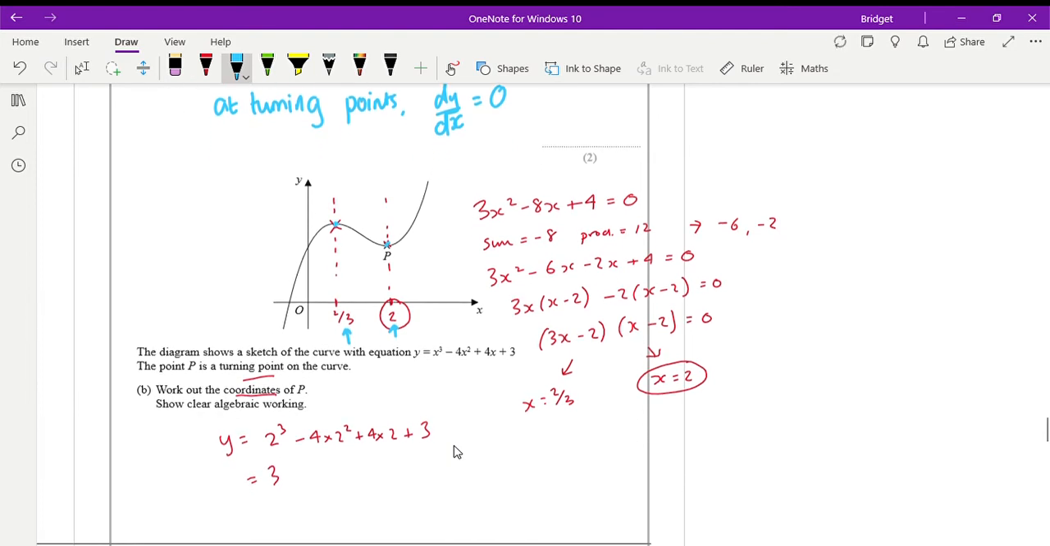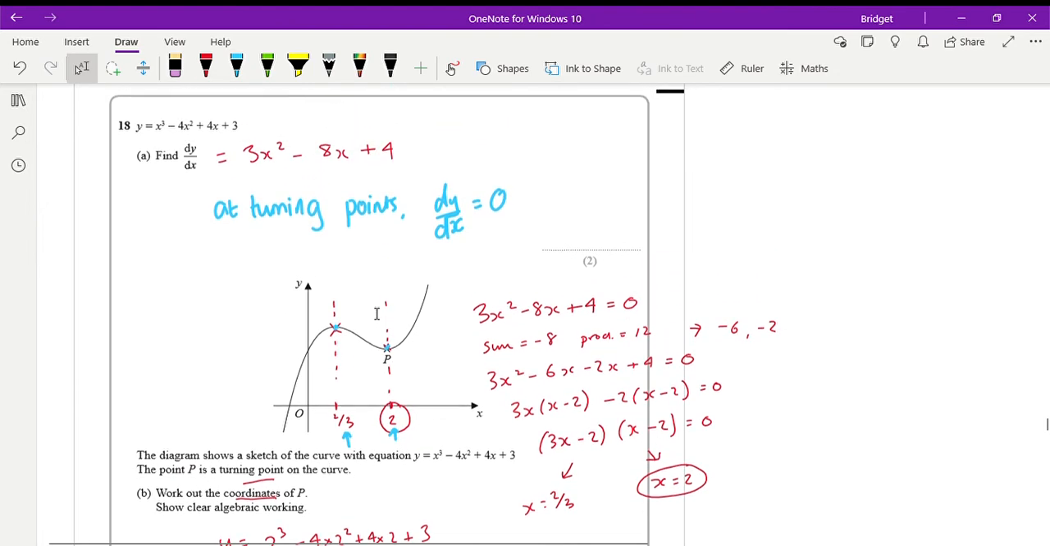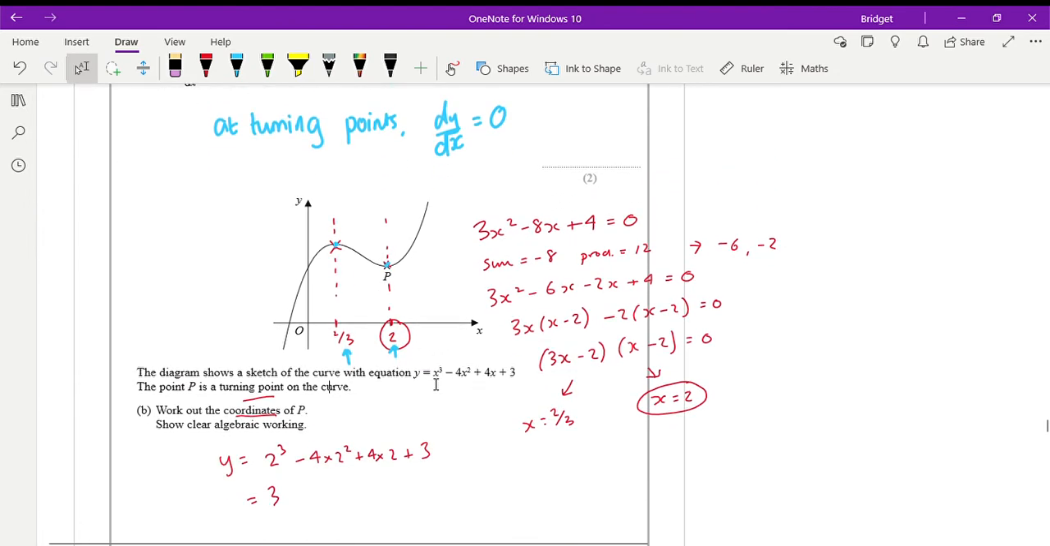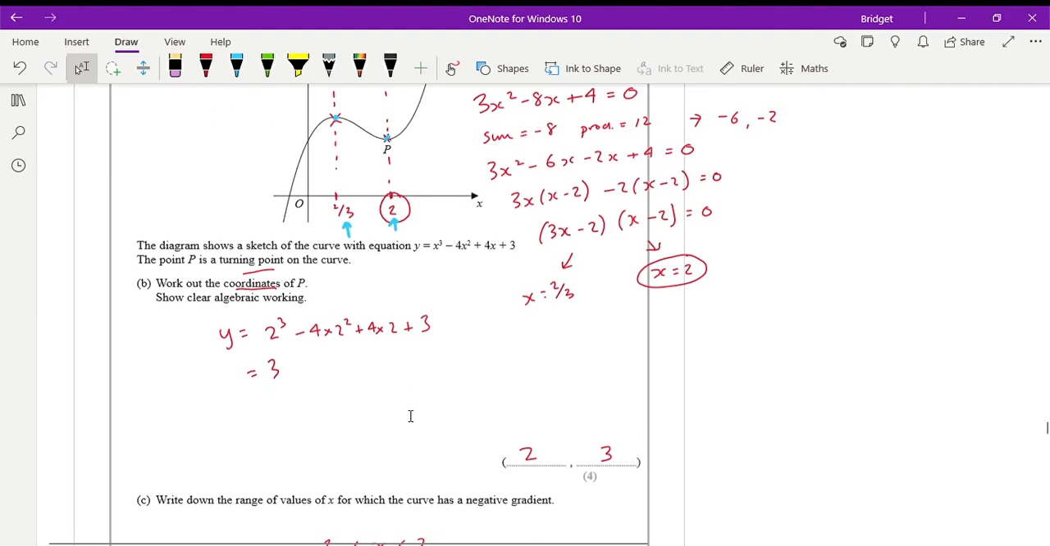And then here I've just put x is 2, okay? So at P, x is 2, so I've put x is 2 into the original equation, okay? That equation to find out what the y coordinate is. Because it asks for the coordinates, it doesn't just ask for the x coordinate.